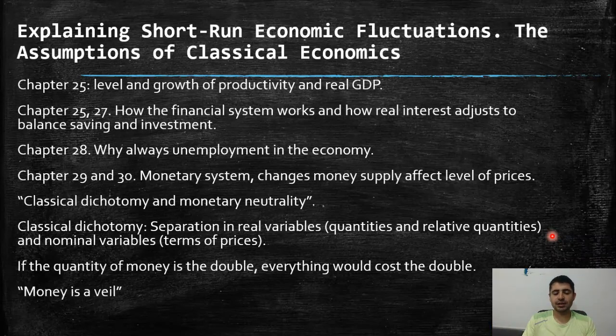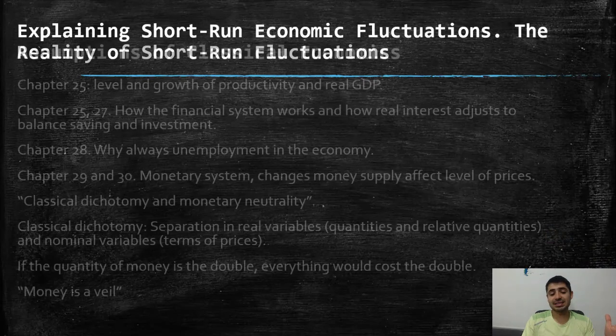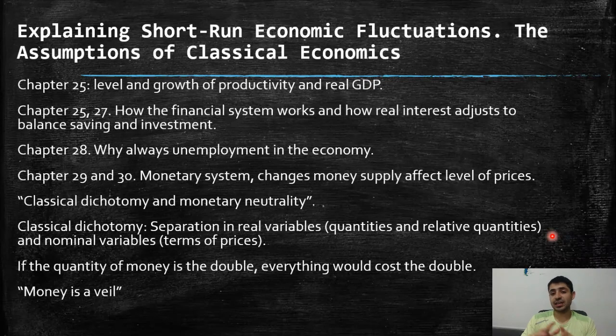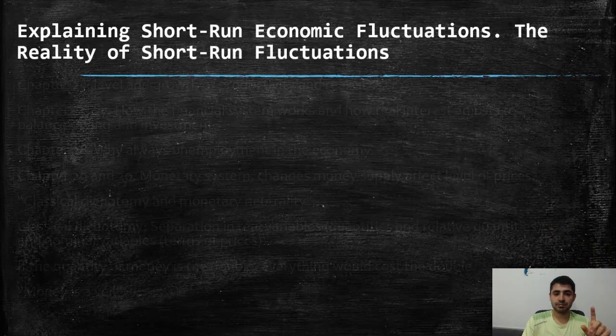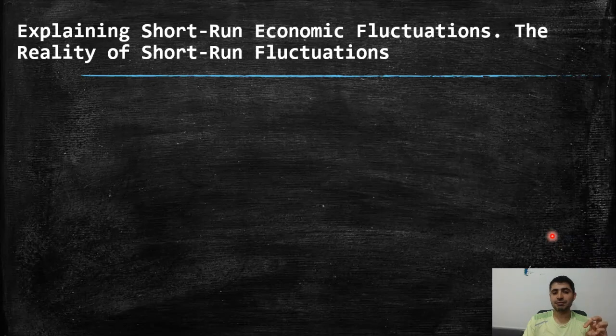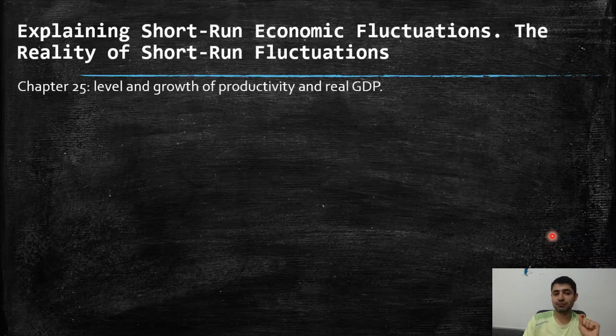But actually, that is what the classical dichotomy says, that money is neutral. But in the short run, maybe it doesn't work the same way, because when prices double, everything cannot adjust immediately to this situation. So we're going to have a look at the reality of short-run fluctuations.